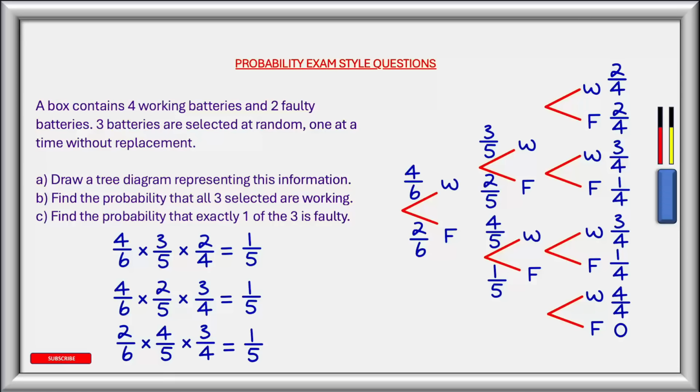In part C of the question, we're asked to find the probability that exactly one of the three selected batteries is faulty.